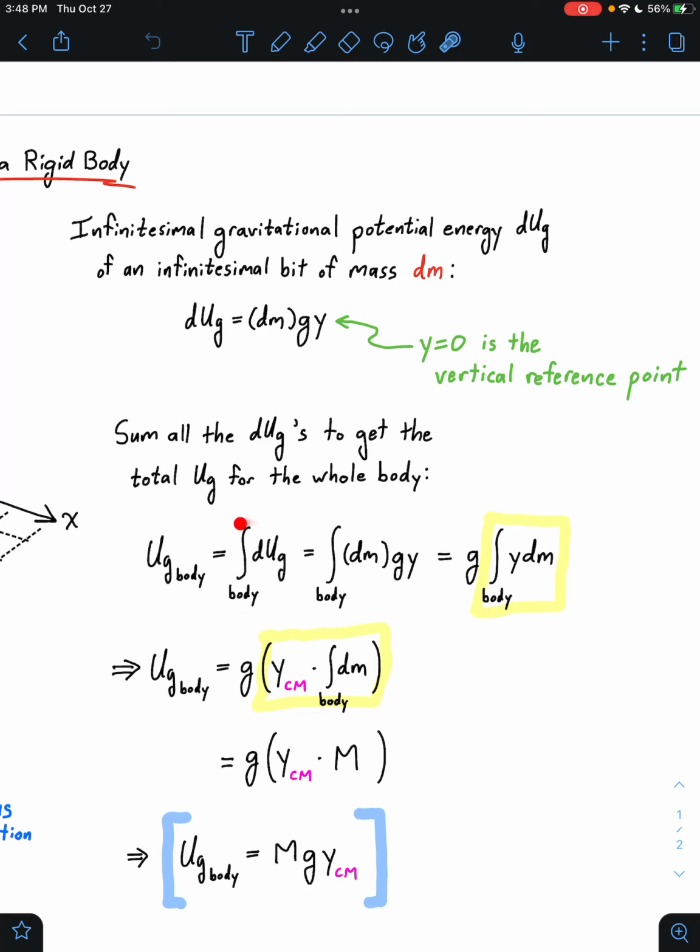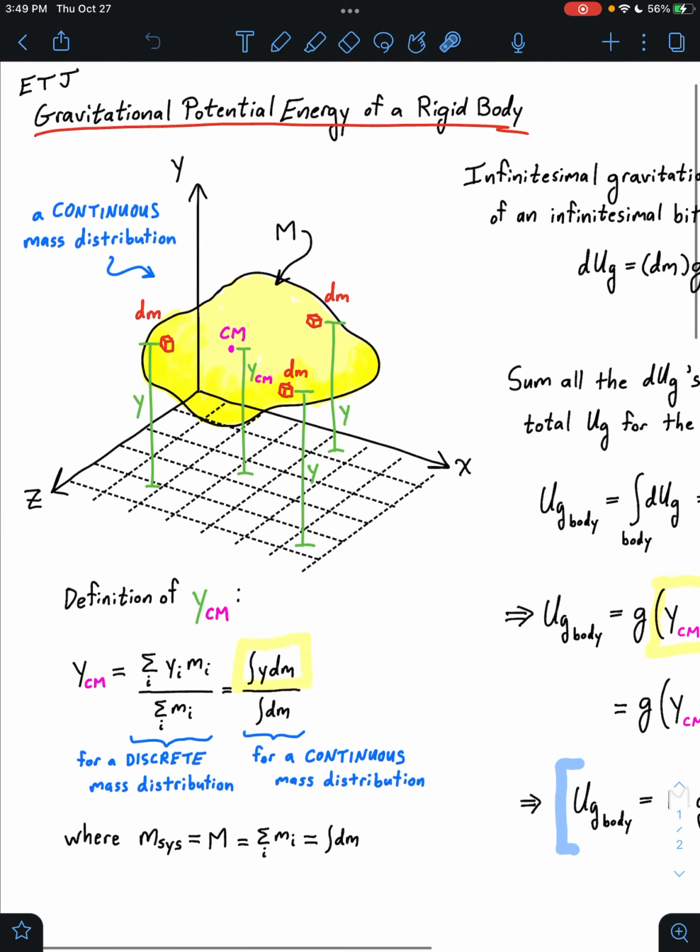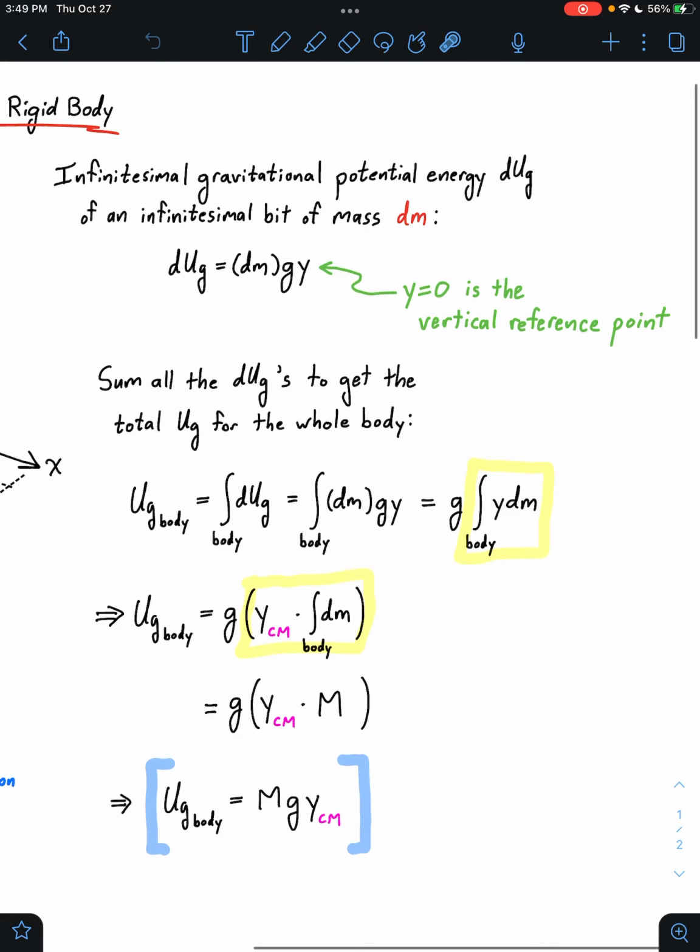And as for our limits of integration, I'm going to write the word body underneath our integral sign, indicating that what we're going to do is add up the contributions from every little bit of mass in the body, making sure to count each little piece of mass once and only once, and not miss any bits of mass and not double count any bits of mass. So we're going to get the whole body, exactly the whole body, in this sum here. So each little bit of gravitational potential energy for some little bit of mass is given by this formula here. So we'll plug that in.